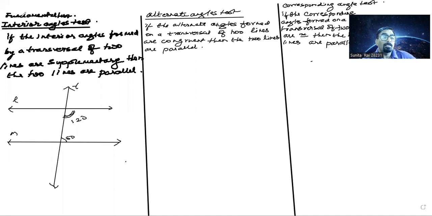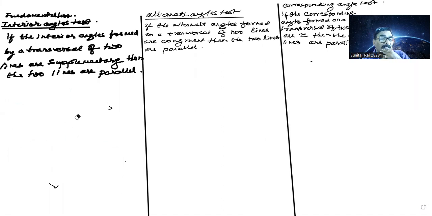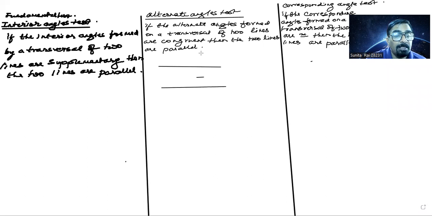Okay, children. Now we go to another test. This is very important. Got it? The next test is again equally important. Now, this is the alternate angle test. What it says is, if two coplanar lines are cut by a transversal, and the alternate angles, these are coplanar lines, children, these alternate angles are congruent. Look at this angle A and angle B, they are congruent.